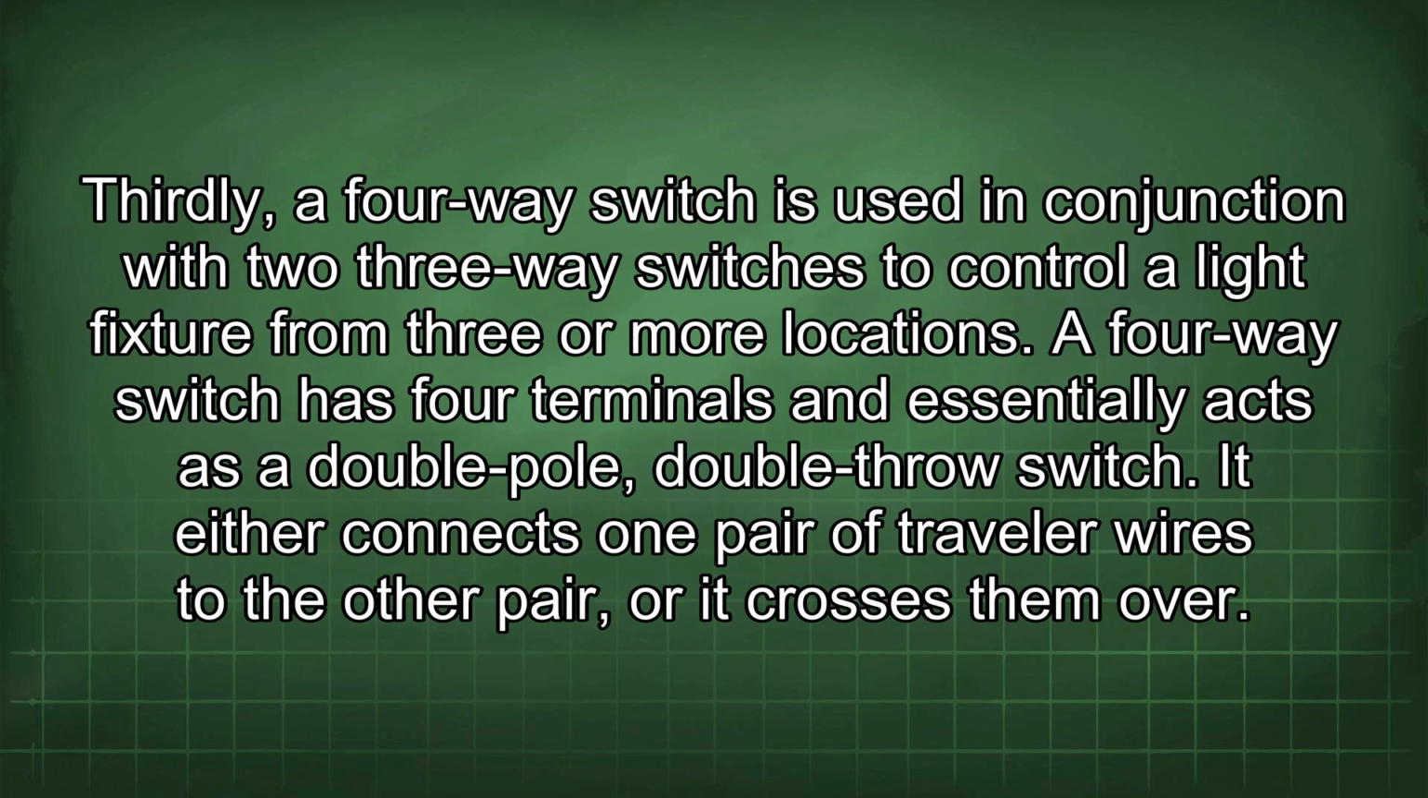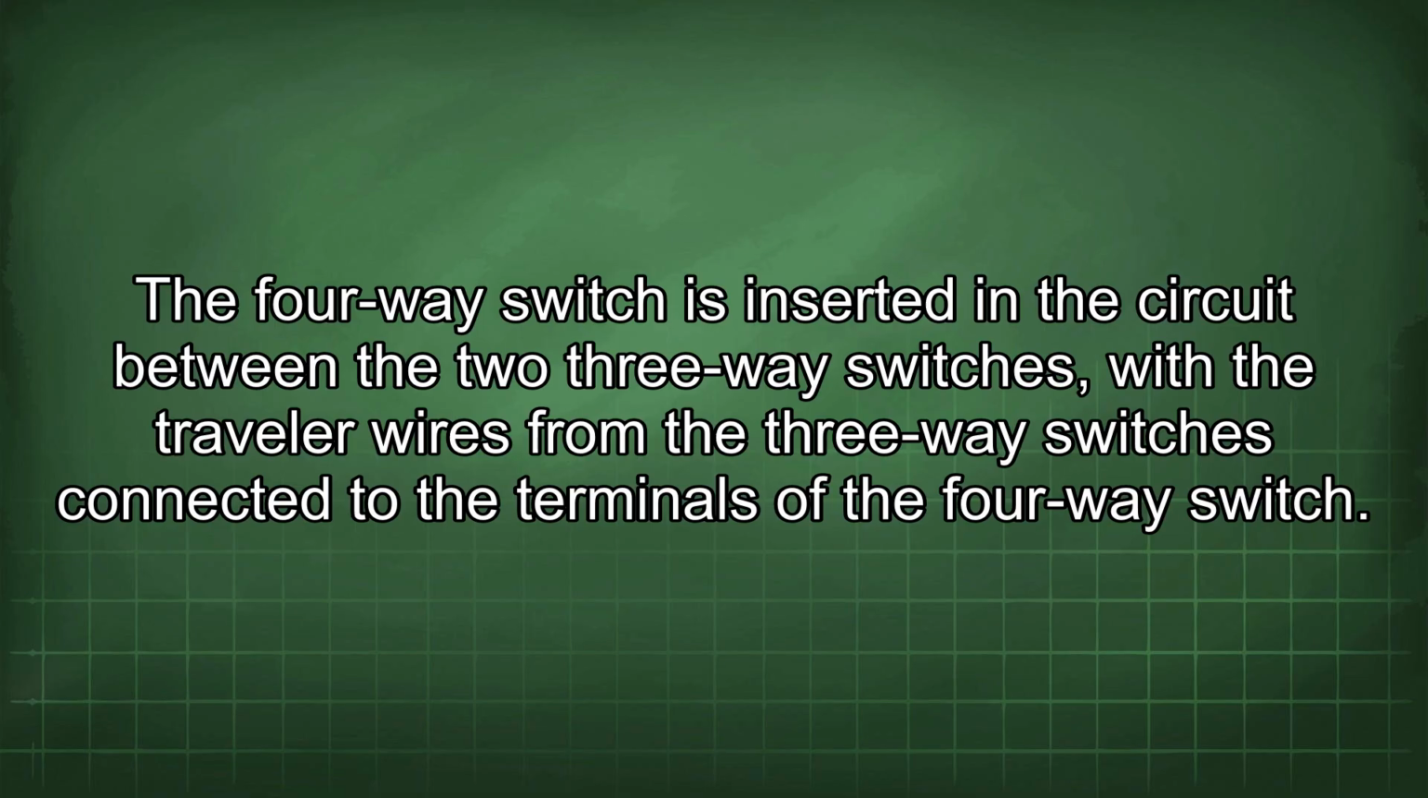Thirdly, a four-way switch is used in conjunction with two three-way switches to control a light fixture from three or more locations. A four-way switch has four terminals and essentially acts as a double-pole, double-throw switch. It either connects one pair of traveler wires to the other pair, or it crosses them over. The four-way switch is inserted in the circuit between the two three-way switches, with the traveler wires from the three-way switches connected to the terminals of the four-way switch.